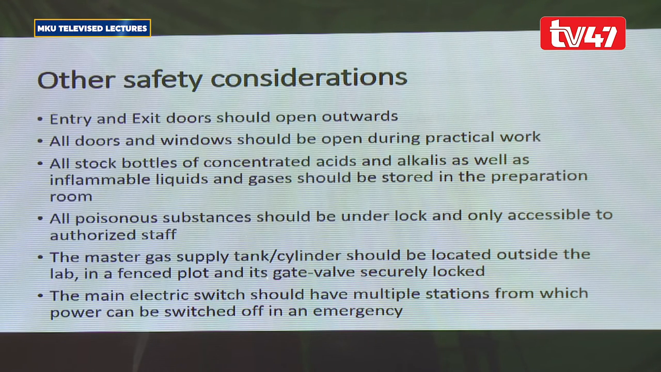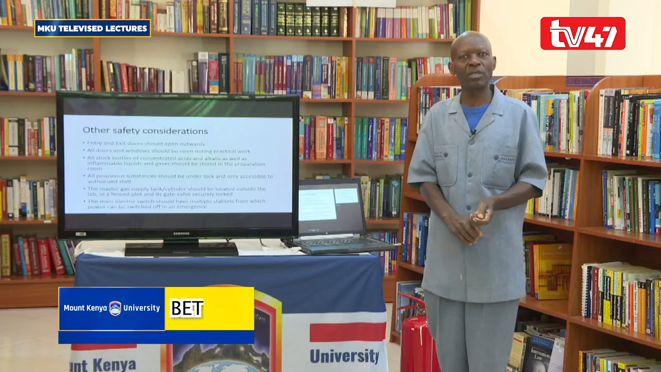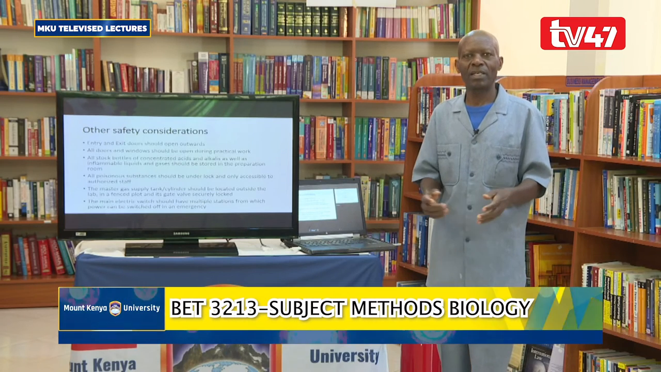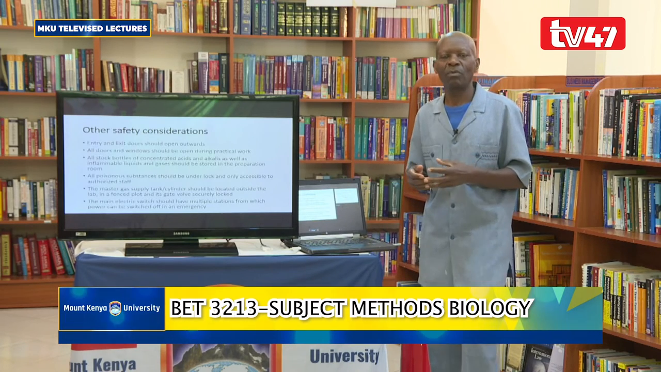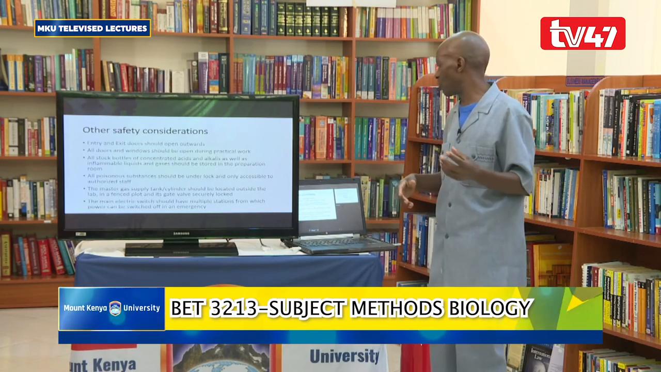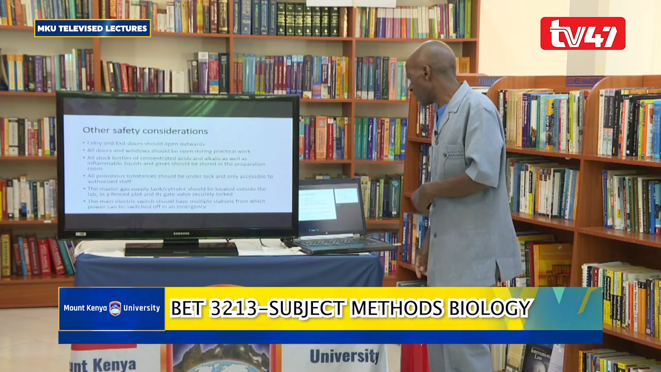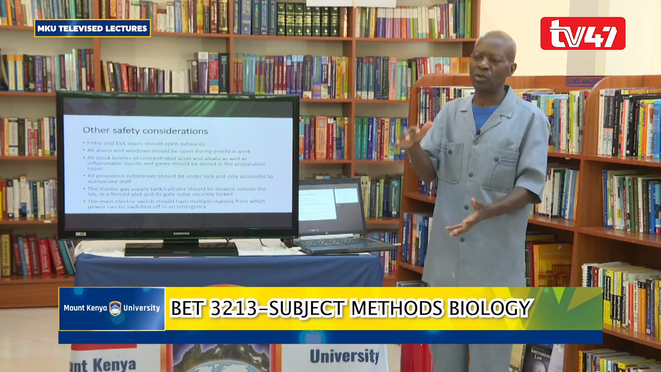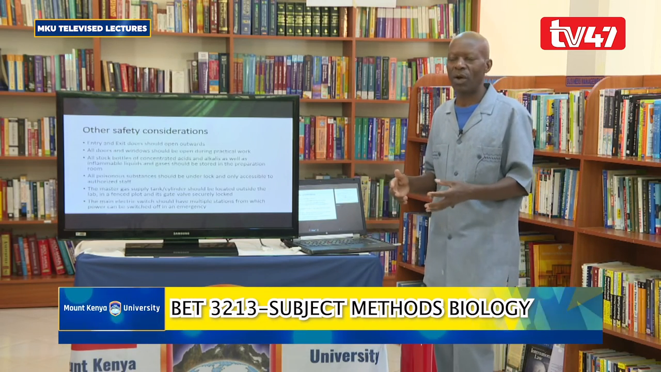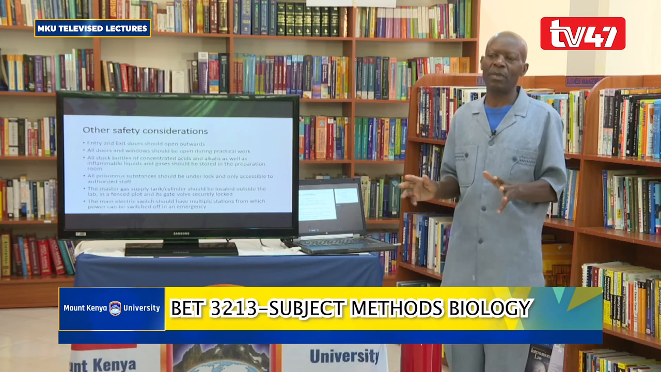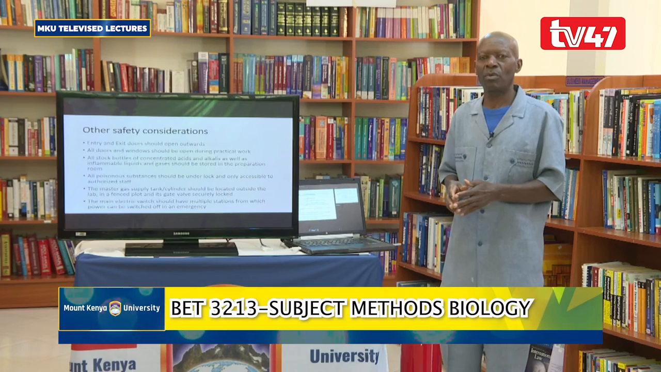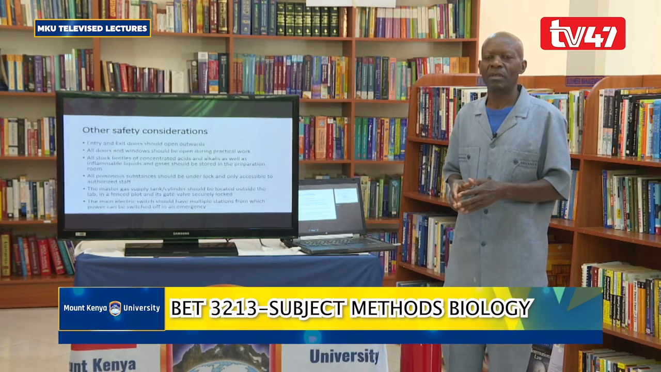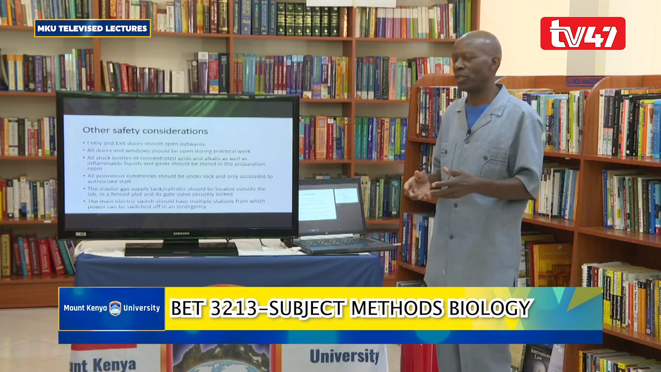Then all the doors and windows should be open so long as there is some activity going on in the biology lab. That ensures ventilation, and if there is any harmful gas, it will be swept away by the natural flow of air. Then we have the stock bottles that hold 20, 30 liters of acids or alkalis. These should be stored far away from the benches, either in the preparation room where the biology lab assistant prepares, or in the storeroom.